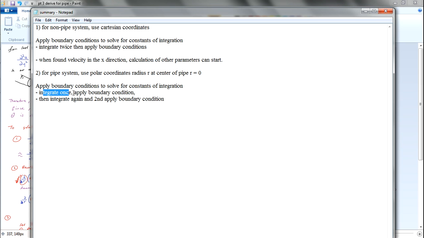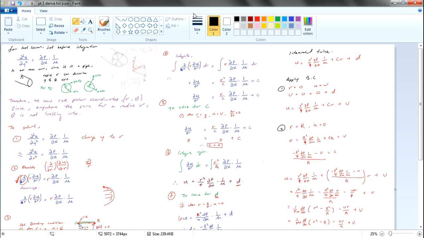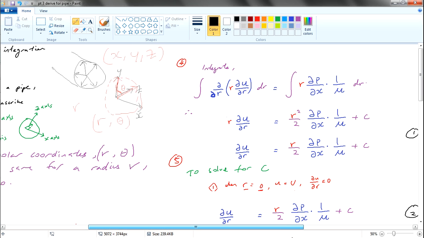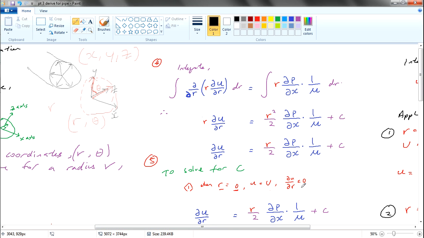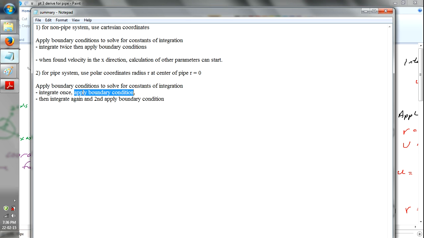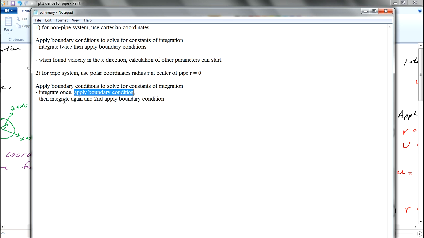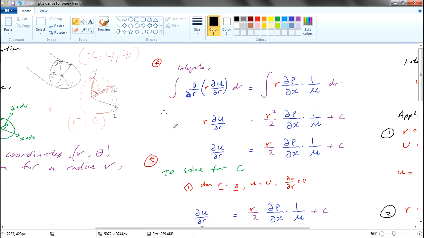You integrate once, you apply the first boundary conditions where everything has to be equals to 0. Okay, when you apply boundary conditions, you have to apply everything is equals to 0. And then you will integrate again, and then you apply second boundary conditions. So this video will explain why we cannot use what we use for the non-pipe system, that is integrate twice.